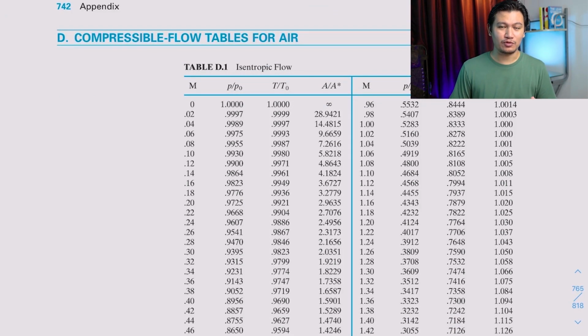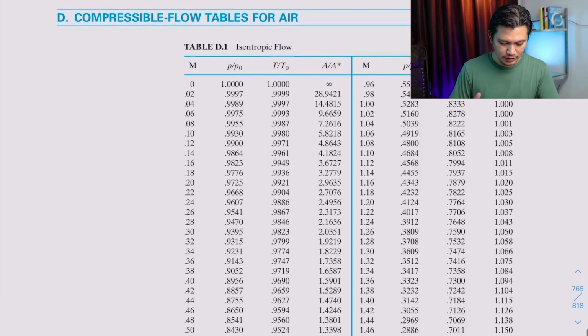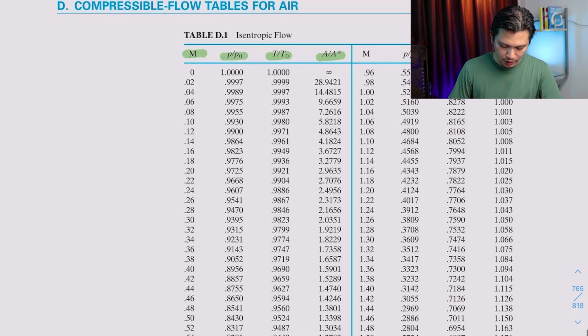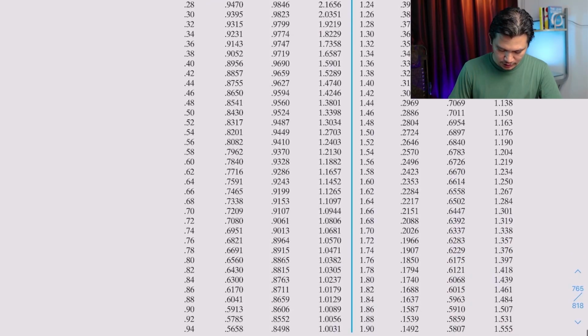If you don't have the textbook, just Google isentropic flow table and you will get this table. This table usually consists of the Mach number, and then the pressure ratio, temperature ratio, and area ratio. What we have just now is that P over P naught is 0.6. So that is where we are going to look. So 0.6 is between these two.